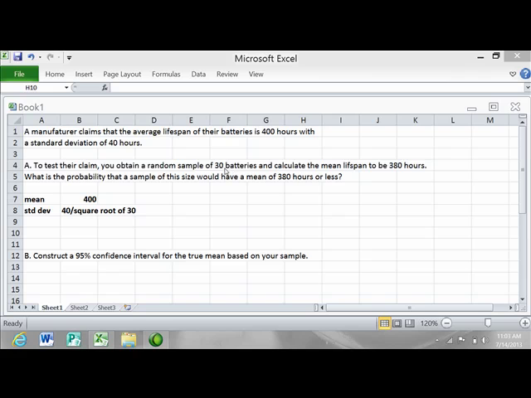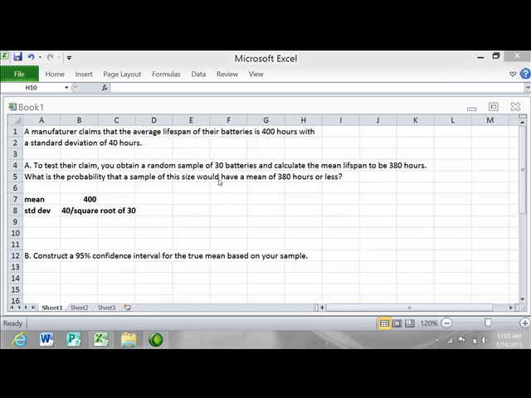So we have a random sample of 30, and we calculate the mean lifespan of those batteries to be 380 hours. What does that tell us about the population mean? To answer that question, we have to figure out the probability that a sample of this size, 30 batteries, would have a mean of 380 hours or less.